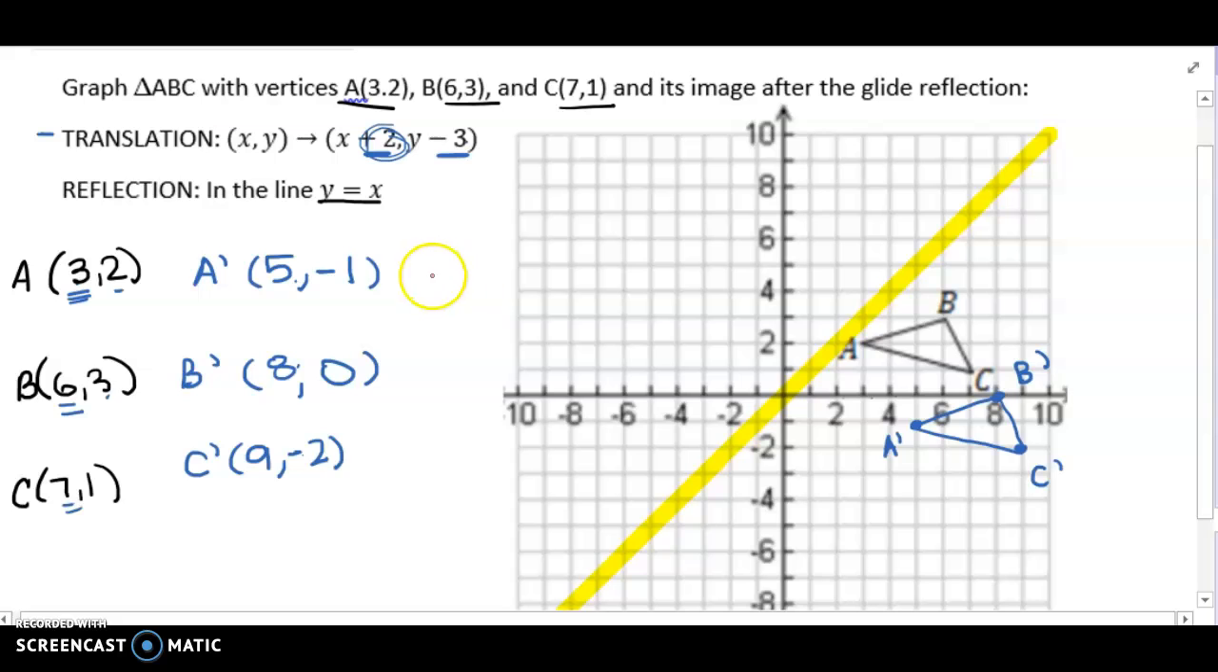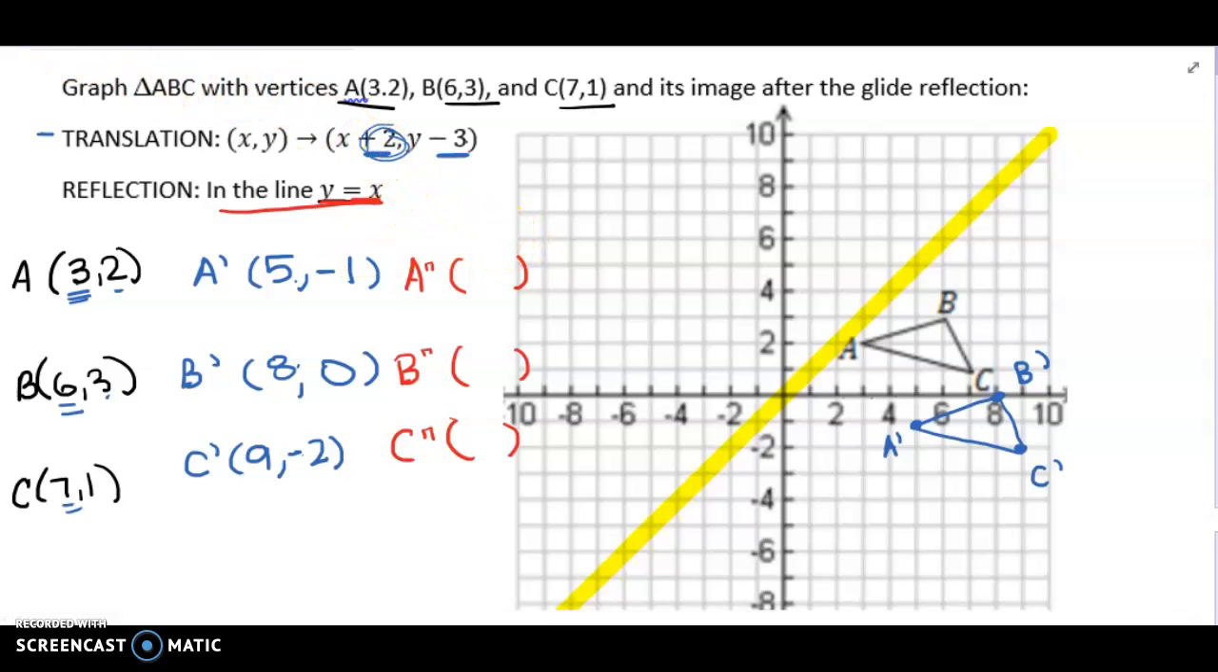Okay. Now we want A double prime, B double prime, and C double prime, which is a reflection over the line y equals x. Okay, so when I look at this, I do have a rule for y equals x. So look at your foldable and tell me what the rule is. All right, so if you look at your foldable, our rule for the reflection over y equals x is (a, b) goes to (b, a). So all I'm going to do is flip the order. I don't have to add any negatives or anything. I'm just going to flip the order.